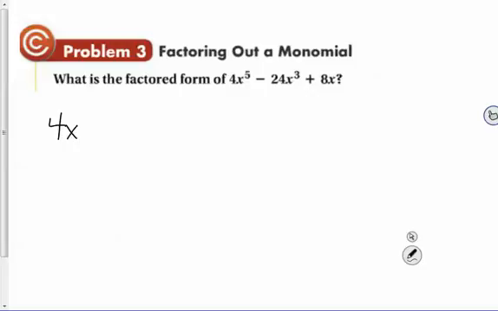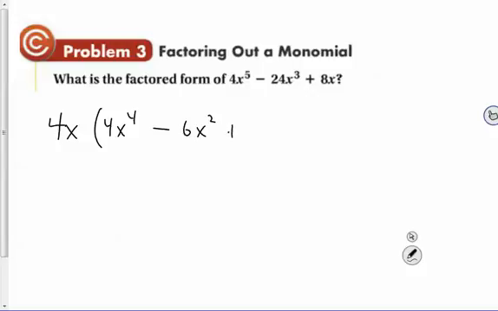So now you can work backwards, all right? You can say 4x times what will get you 4x to the 5th? Well, that'd be x to the 4th. 4x times what will get you negative 24x cubed? Well, that's negative 6x squared. And then 4x times what will get you an 8x?